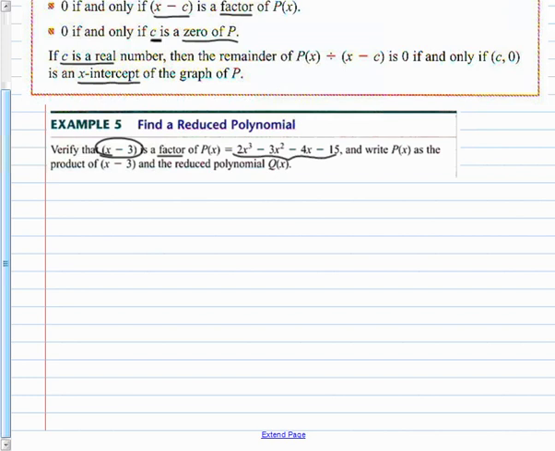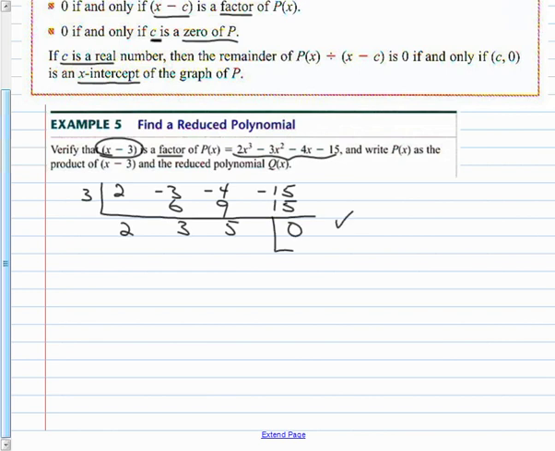If I want to verify that's a factor, I'm going to do synthetic division. I'm going to use a 3, 2, negative 3, negative 4, negative 15. Bring down my 2. 3 times 2 is 6. Add is 3. 3 times 3 is 9. Add is 5. 3 times 5 is 15. What was my answer? 0. It's a factor. Had a remainder of 0.